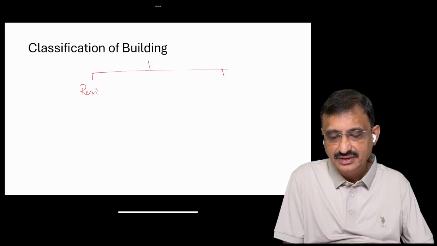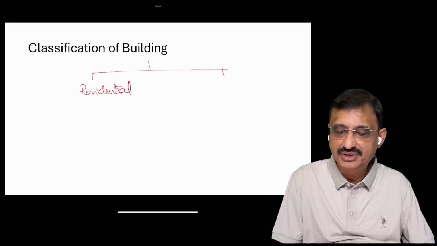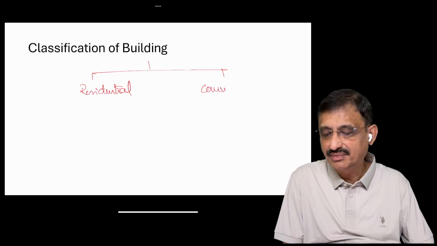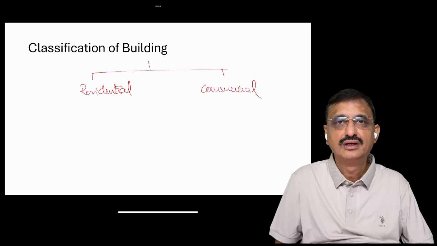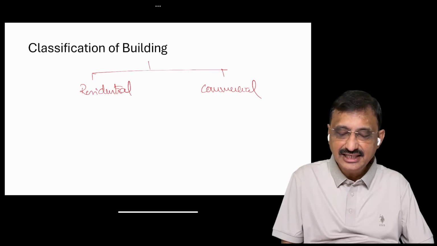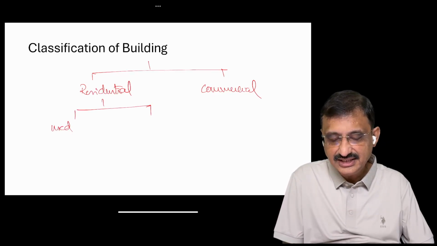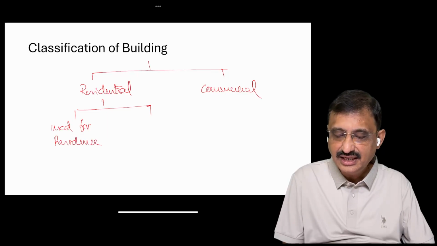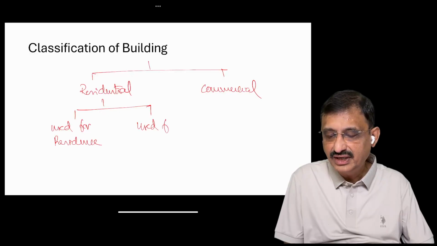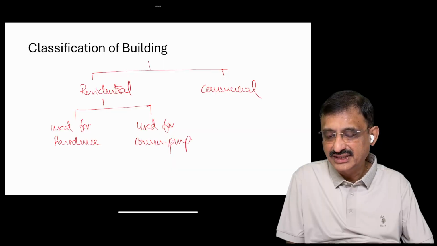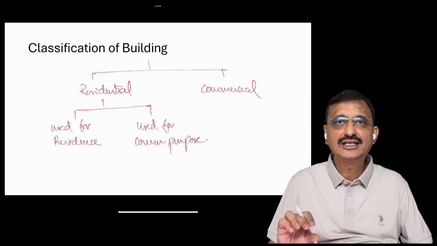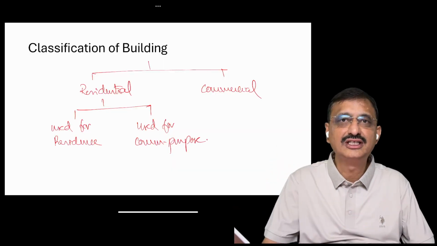residential and commercial. The residential can be further classified into used for residence and used for commercial purpose. Now we will understand the GST implication for all these three.